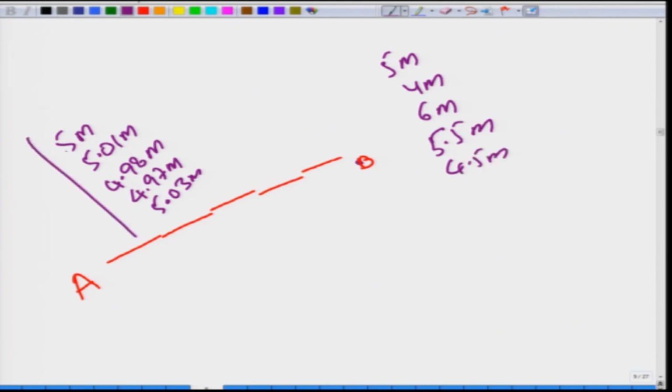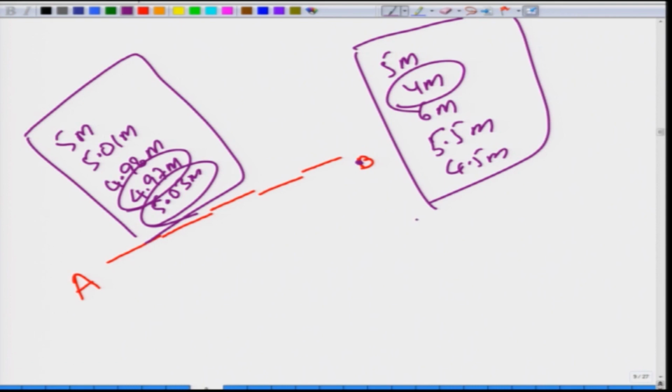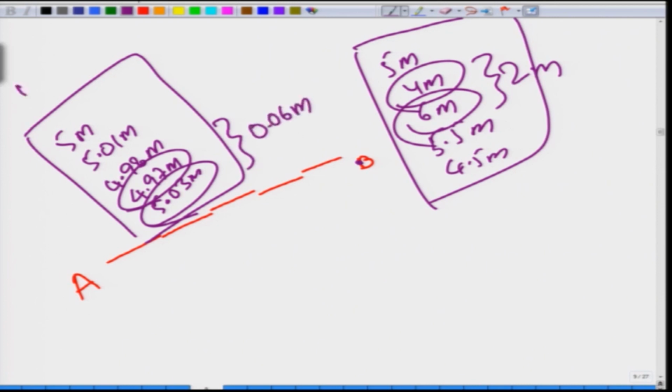Now, in the case of this set of readings, the minimum value is 4.97 and the maximum value is 5.03. So, there is a difference of 0.06 meters between the highest and the lowest values. But in the case of these second measurements, the lowest reading is 4 meters and the highest reading is 6 meters. So, there is a difference of 2 meters, whereas here you only had 0.06 meters. So, we will say that these measurements are much more precise as compared to these measurements.